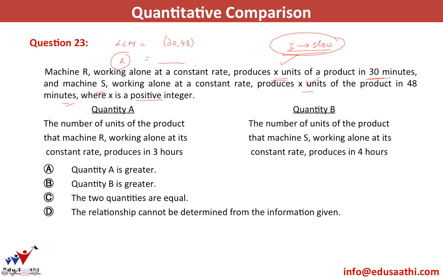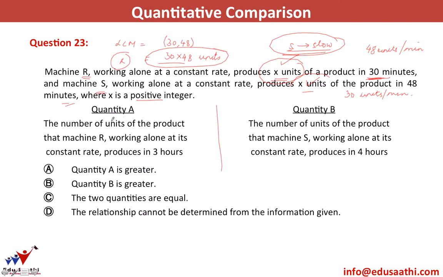Or if you can't take the LCM for the time being, you can assume 30 into 48 units is the value of X. So machine R can produce X units, these many units, in 30 minutes. So that means it produces 48 units per minute. And S machine can produce the same, these many units in 48 minutes. So that means it produces 30 units in a minute.